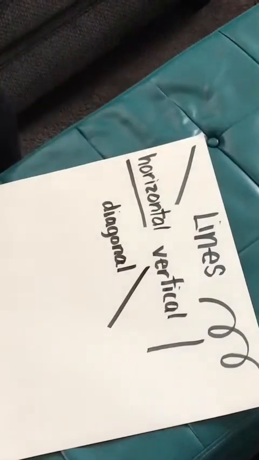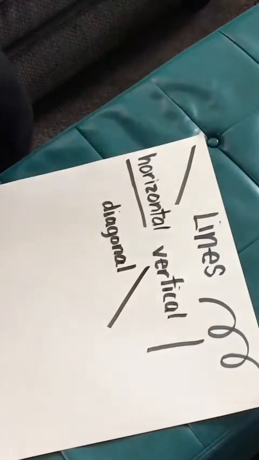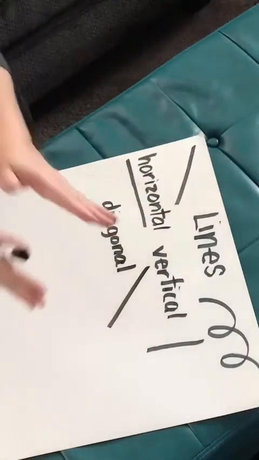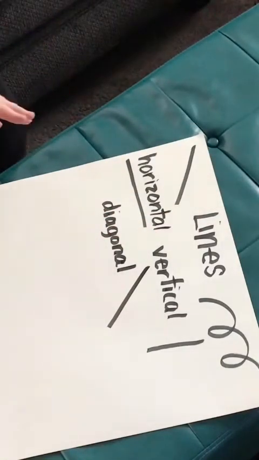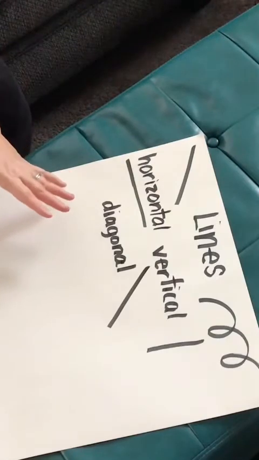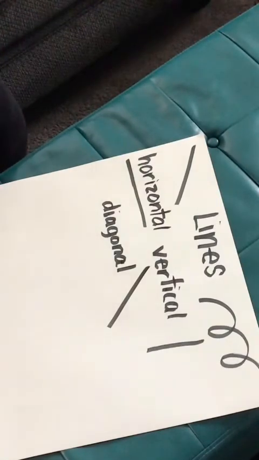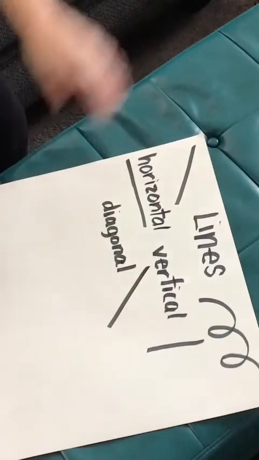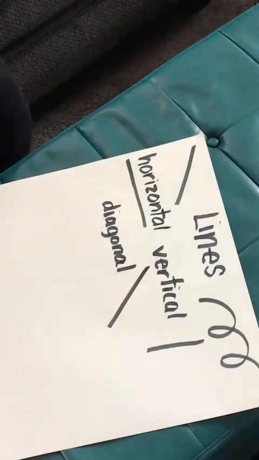A lot of times we play a game where kids put their arms straight out for horizontal, put their hands up and down for vertical, and they tip their bodies like a teapot for diagonal. And then sometimes we lay on the floor for horizontal. We jump up with our hands above our heads for vertical. And then again, the diagonal teapot, we play those kind of games to get some movement involved in our activities too.